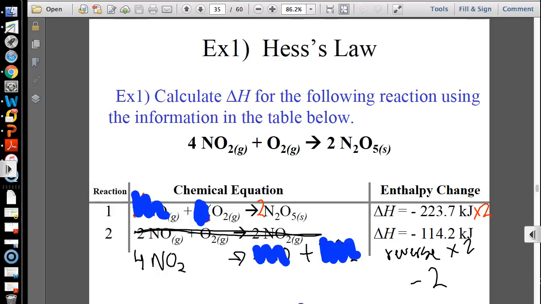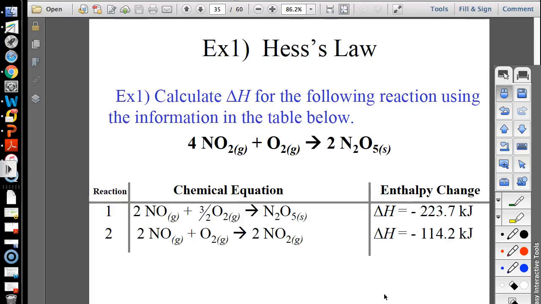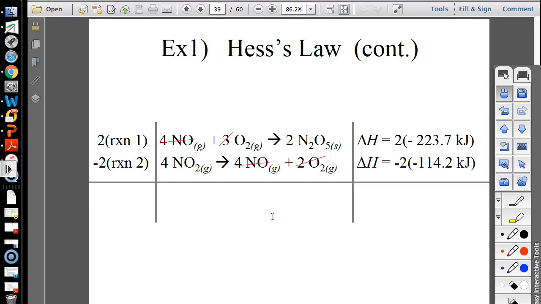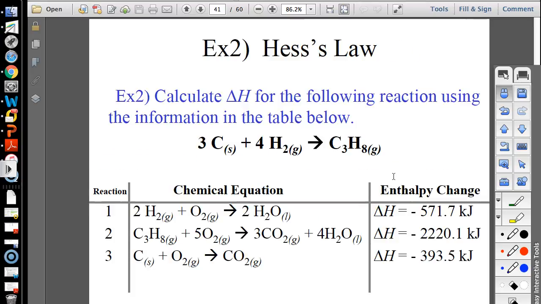What I have to do now is this enthalpy has to be multiplied by 2, and this enthalpy has to be multiplied by -2, because I reversed it and doubled it. How's that? That's not the worst thing that ever happened, right? So let the computer do all that pretty math for you. And that's Hess's law. So, cool. See? Times it by 2, times it by -2. And that's why. Let me do one more.